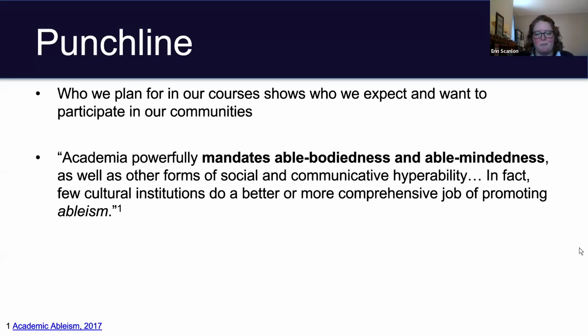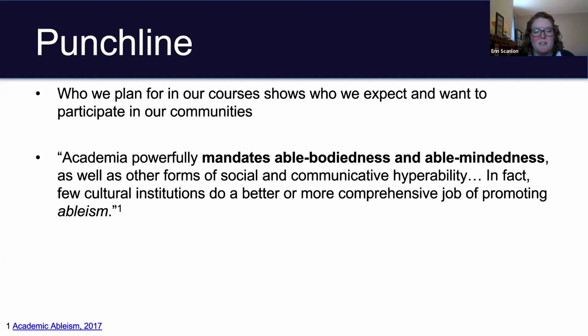There is this wonderful book called Academic Ableism written by Jay Dolmage, and he has a quote that says, "Academia powerfully mandates able-bodiedness and able-mindedness, as well as other forms of social and communicative hyperability. In fact, few institutions do a better or more comprehensive job of promoting ableism." So when we're talking about the higher education setting, we know that we have ableism endemic in that place that we need to contend with.